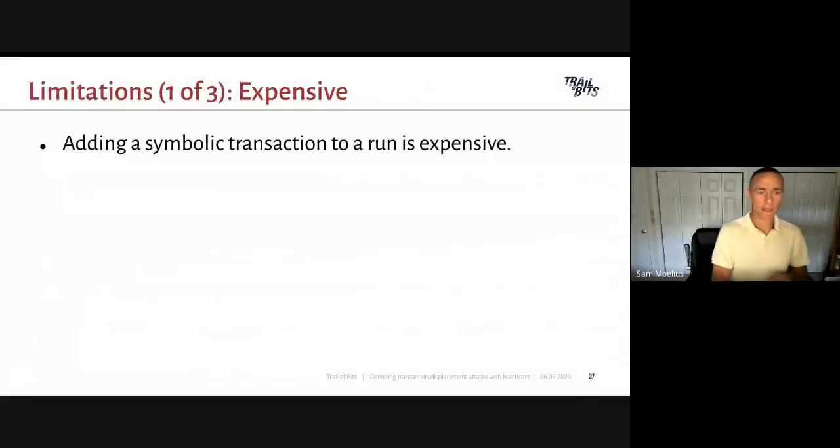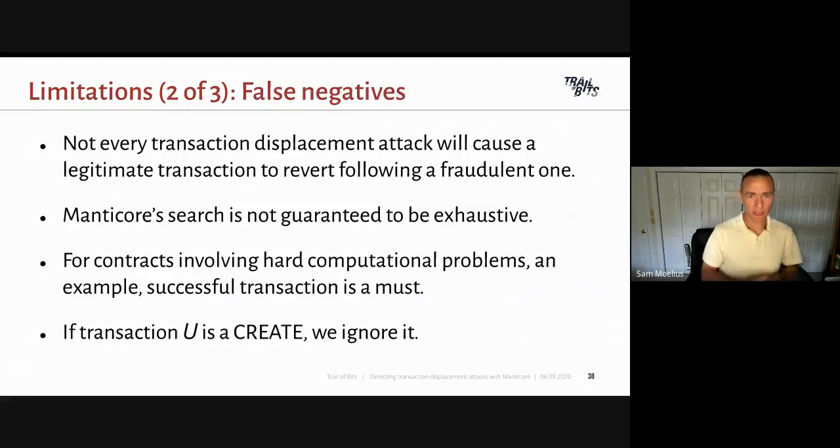Okay, so what are some of the limitations to this technique? Number one, it is tremendously expensive. Adding these additional symbolic searches at each layer of the search tree is significantly expensive, and it significantly increases the runtime. That's perhaps the most significant drawback.